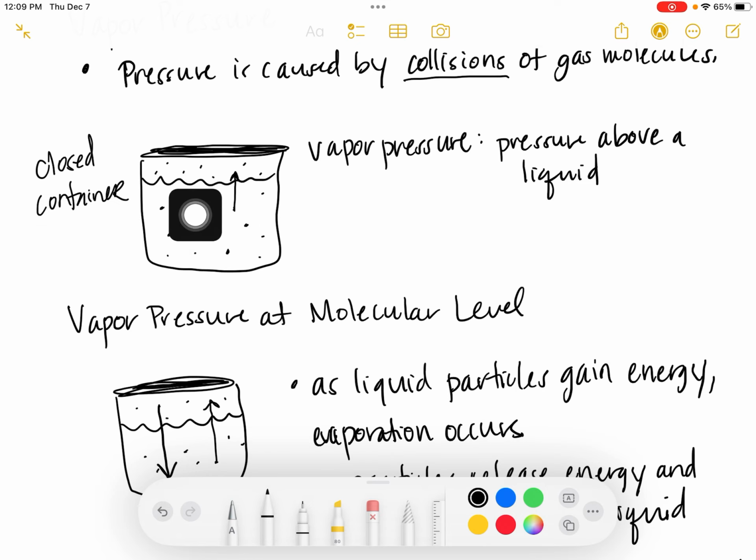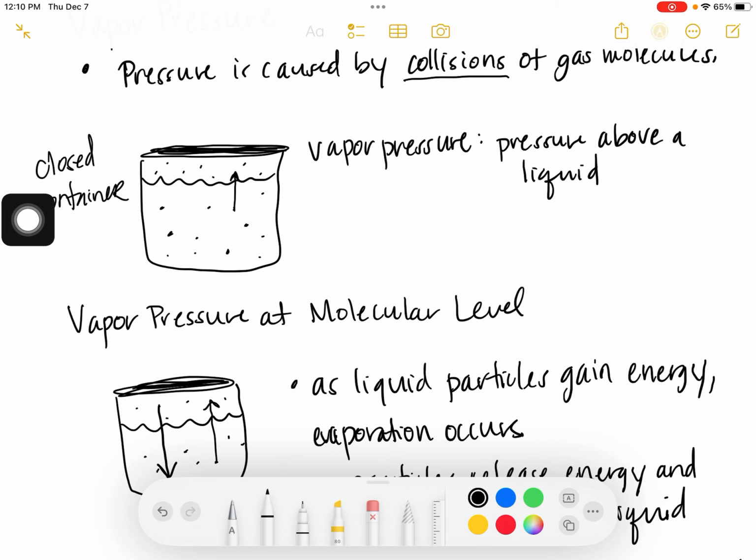So if we think about strength of IMFs and how this affects vapor pressure, we can come up with a relationship. So if we have a liquid whose particles evaporate readily, like they evaporate quickly, that would be a compound that has low, or weak, intermolecular forces, right? If evaporation is occurring quite readily, then the strength of the IMFs is pretty low. So if we have low IMFs, rapidly occurring evaporation, we have lots of particles up here, which is going to give us a higher vapor pressure.